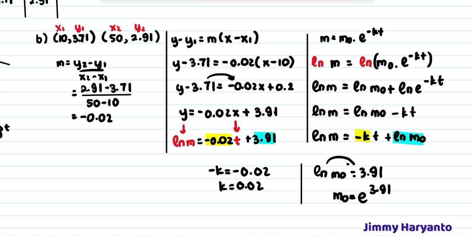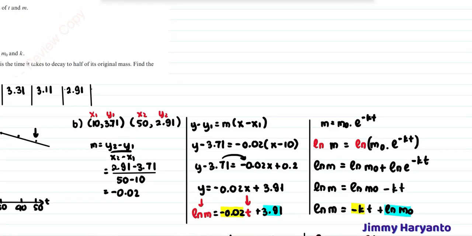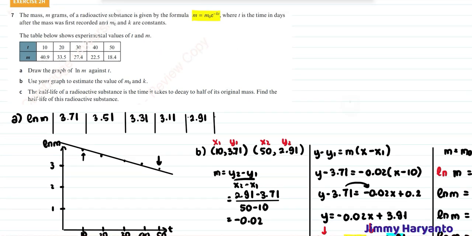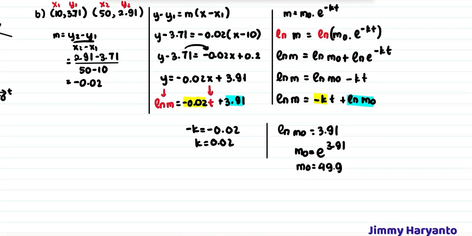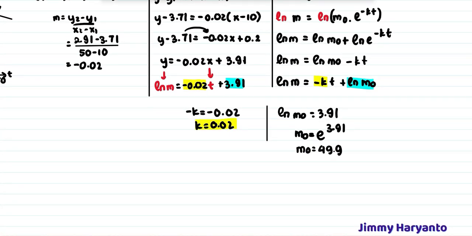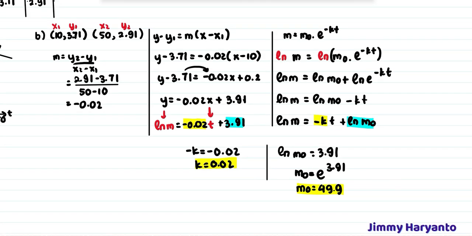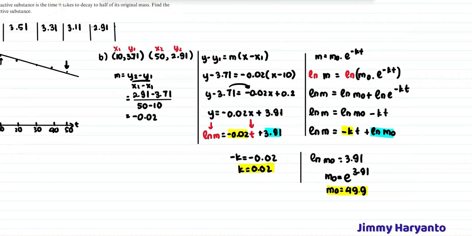When you move ln it will become e, and then m0 equals e to the power of 3.91. It will give you 49.9, and the question wants you to answer it in, okay, it doesn't tell, so just answer it like this. k equals 0.02 and m0 equals 49.9.